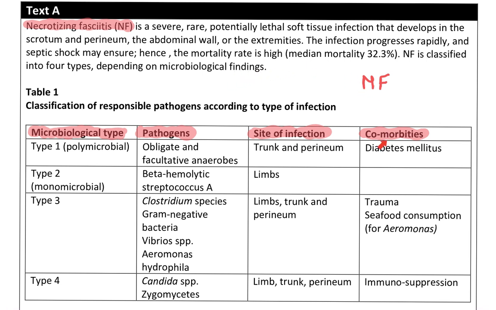Condition will be under comorbidities. So we have diabetes mellitus, we have trauma, and we have immunosuppression. Among these three, the only metabolic condition here is diabetes mellitus. This occurs when you cannot break down sugar or your body cannot synthesize sugar. All right.